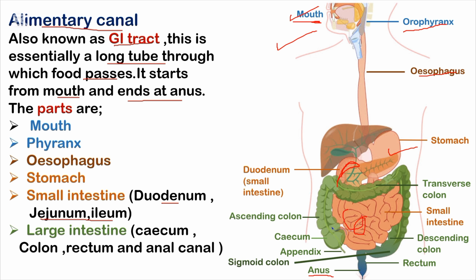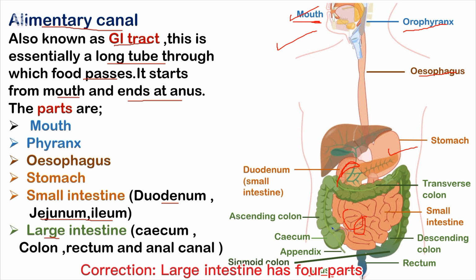The last part of the alimentary canal is the large intestine, and the large intestine has three main parts: cecum, colon, rectum and anal canal or anus. In this picture, this is the cecum, and this is a fine tube called the appendix, and it leads from the cecum. This is the colon, this is the rectum, and this is the anus or anal canal.